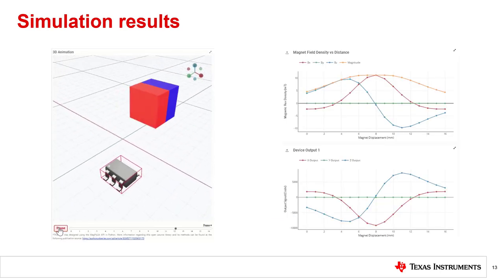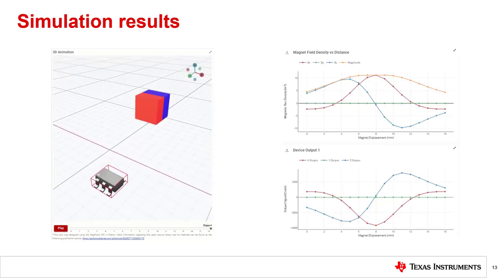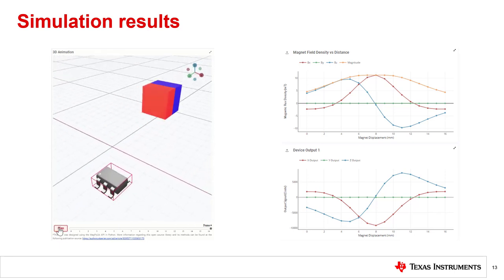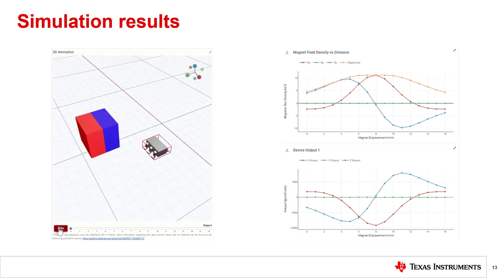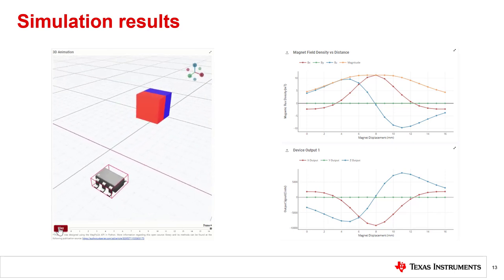Given the simulation configurations for both the magnet and sensor, TIMS generates a 3D animation of the simulation, which can be seen on the left, with the following results seen on the right. When it comes to calculating the results of the simulation, TIMS accounts for the sensor's orientation and aligns the results with the sensor's frame of reference.